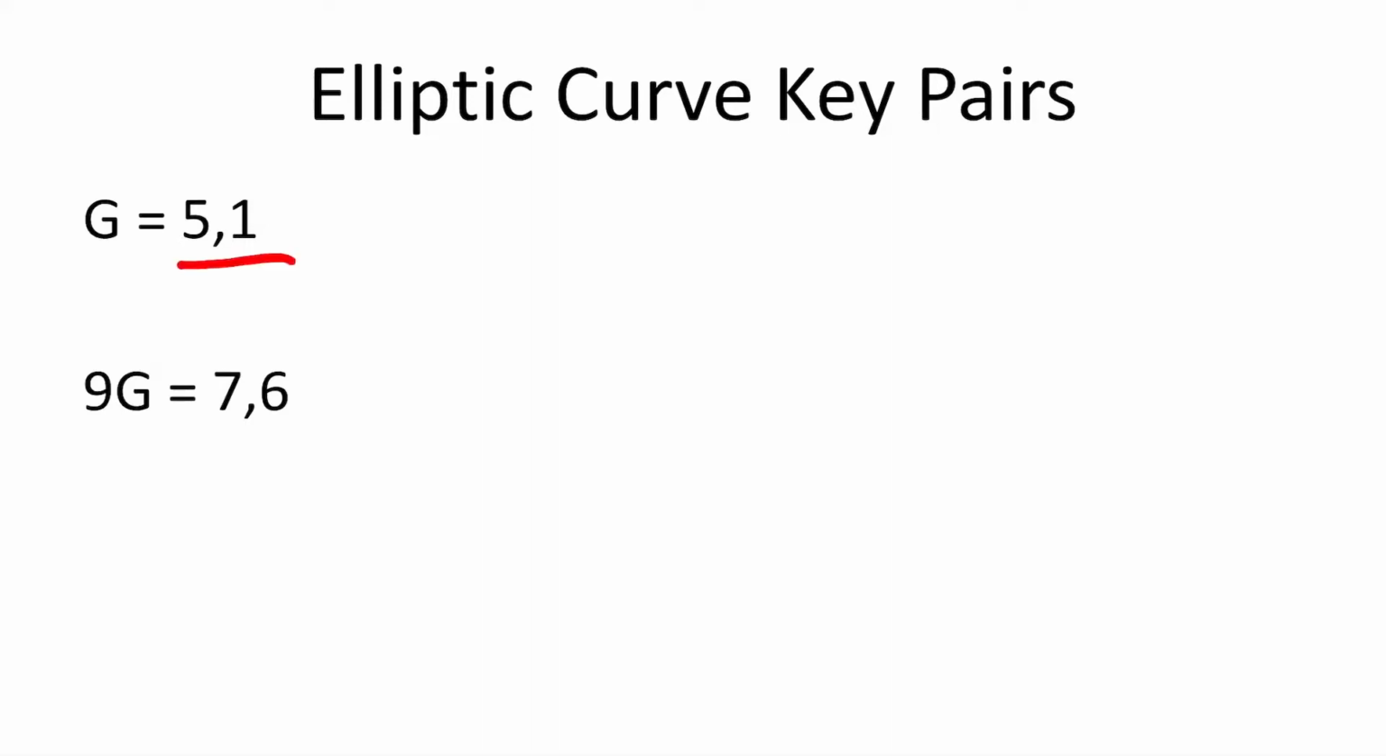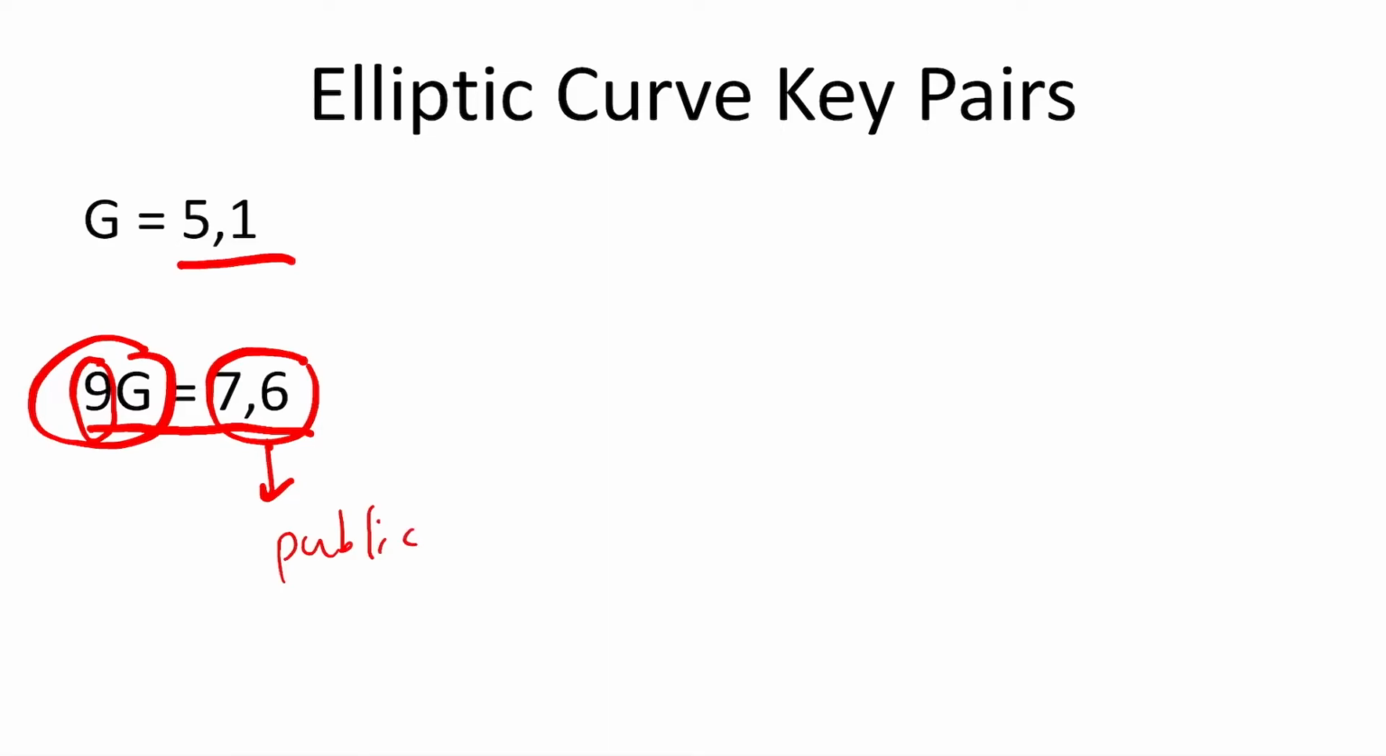So let's say we have the generator point as 5, 1 on an elliptic curve. And let's say performing 9 times G gives us 7, 6. So in this case, 9 will be our private key, which is how many times we are adding the G point to itself. And the resulting point that we get from performing 9G, which is 7, 6 here, is our public key.